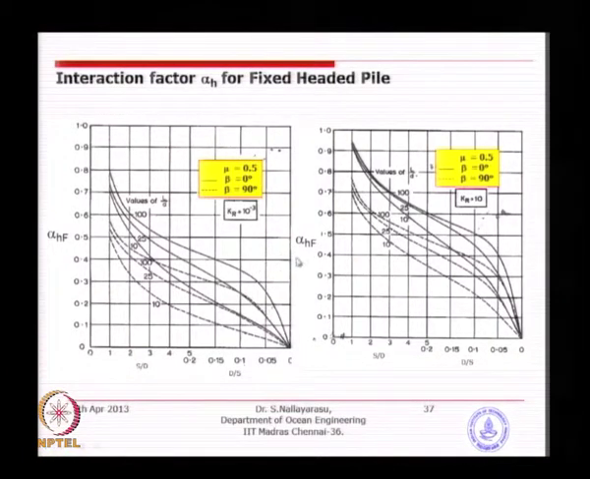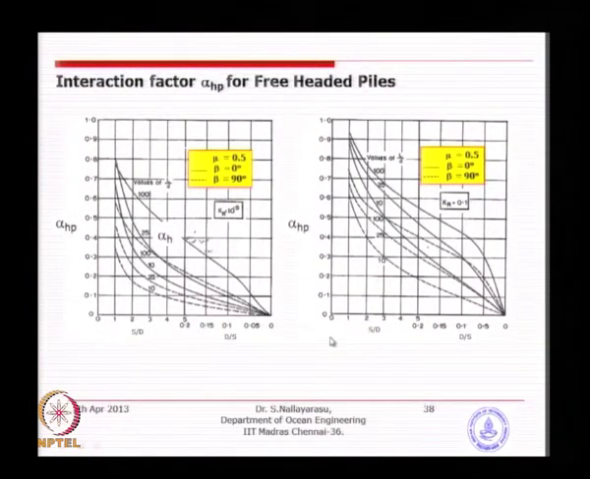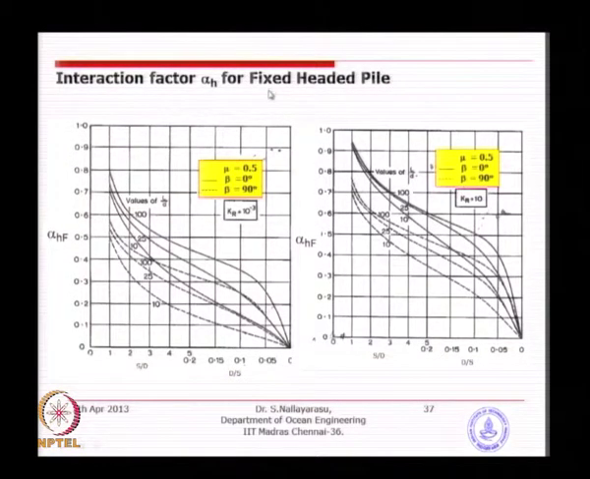The only difference is 10 power minus 3, from minus 0.5 minus 3, here it is 10, and then it seems to be the same. Oh, this is the free headed pile, this is the fixture headed pile. So, there will be another repetition of 3 more graphs.